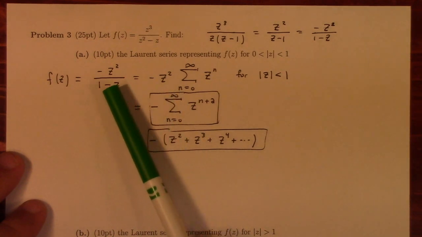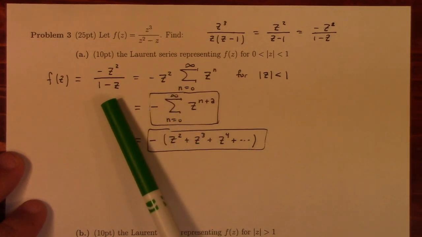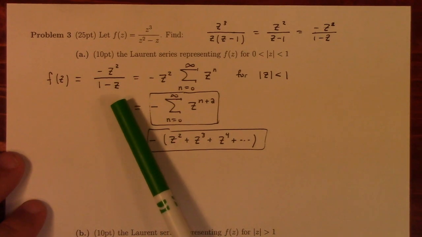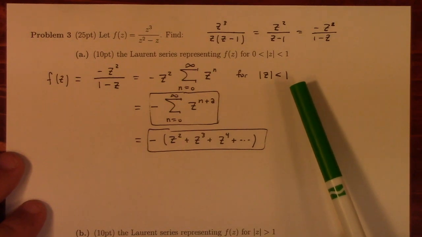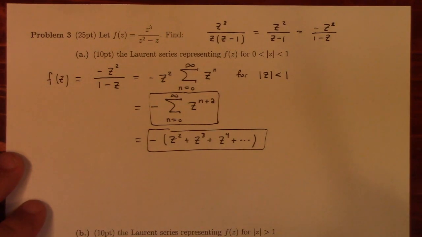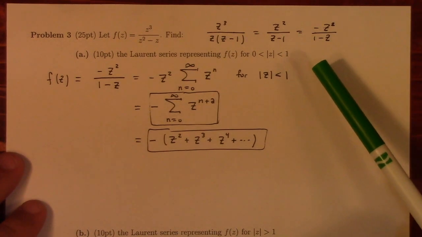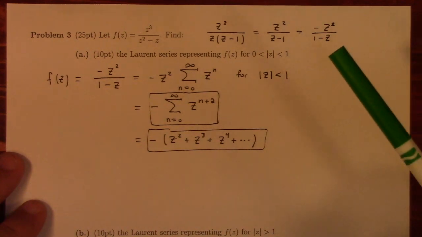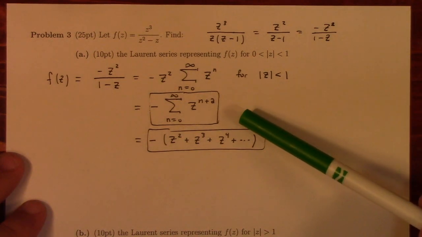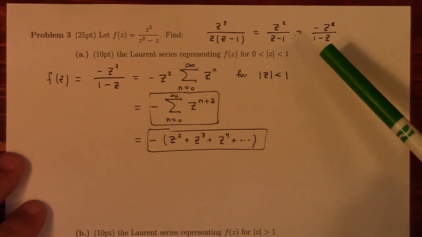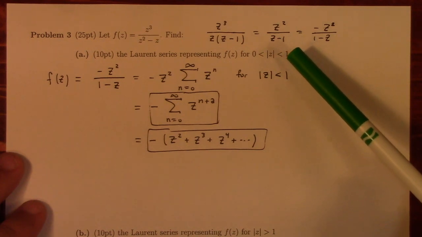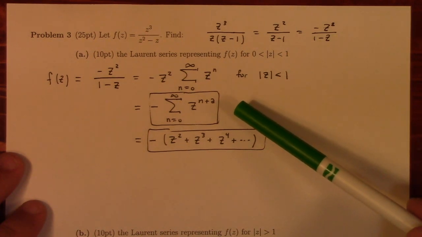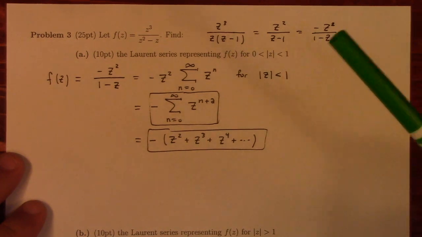But then I can just leave the minus z squared out front, and then the geometric series 1 over 1 minus r with r equal to z gives me that. For the geometric series, the modulus of z has to be less than 1, of course, which is exactly our context right now. And so yeah, there you have it. This is the Laurent series, the power series, representing f of z between 0 and 1. Of course, in this case, this is an analytic function. It extends to 0 just fine, right?